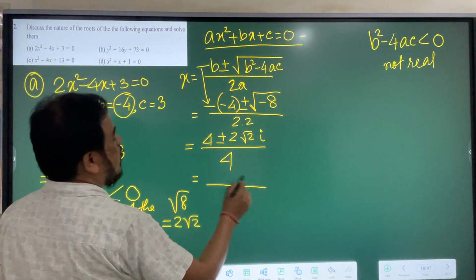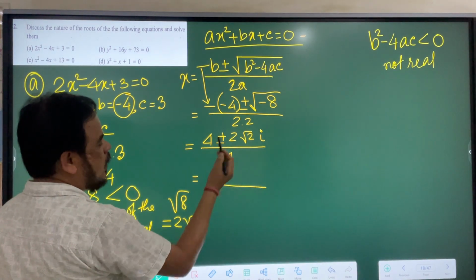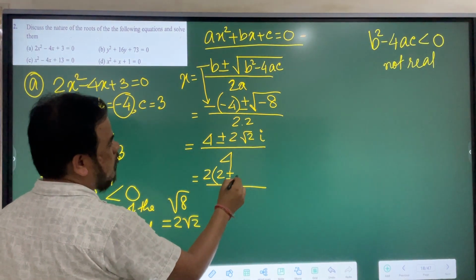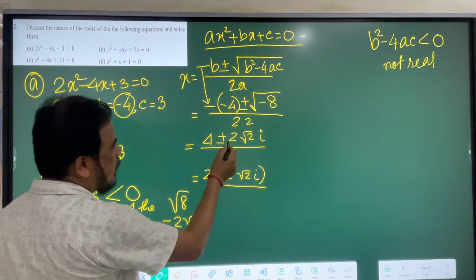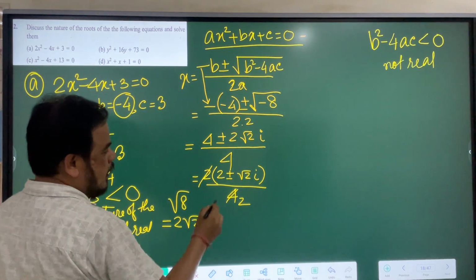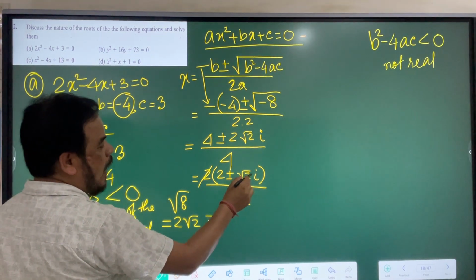Now 4, 2, 4. So we can take 2 common so that we can make it a little simpler. 2 plus minus root 2i. 2 is taken common, so 4, 2, 2. So 2 plus minus root 2i by 2.